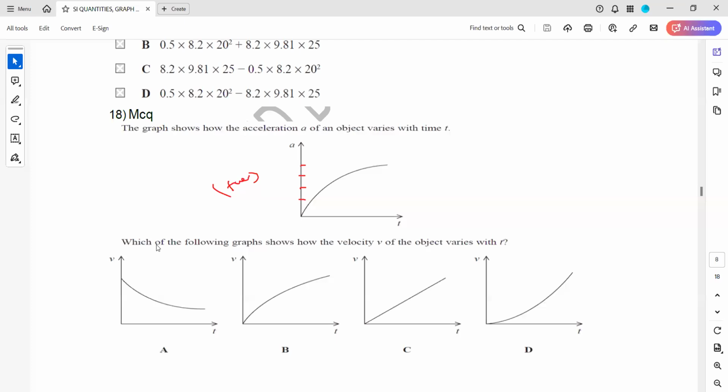So when we check which of the following graphs shows how the velocity of an object may vary with time. What about the first one? The first one is actually a deceleration because the velocity is decreasing. So if it was a deceleration, we should take a negative axis. But we are not taking a negative axis, so it means it is not right. Now, what about B? The slope is decreasing, it means the acceleration is decreasing.